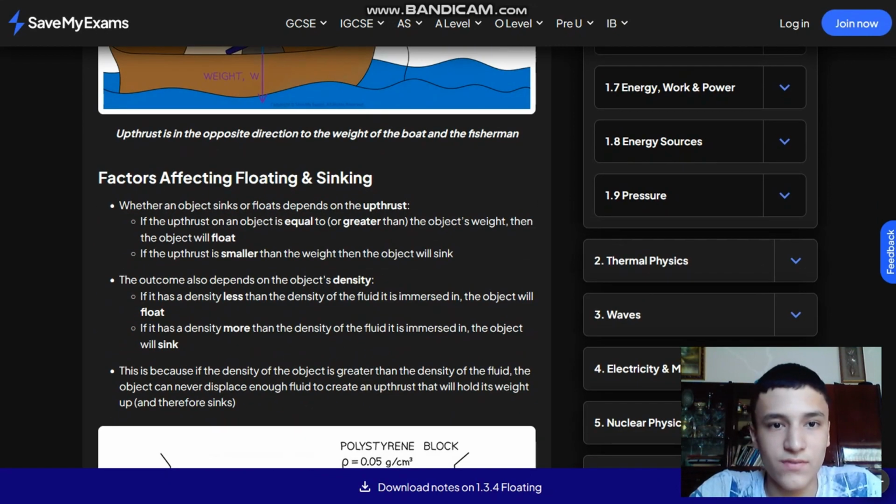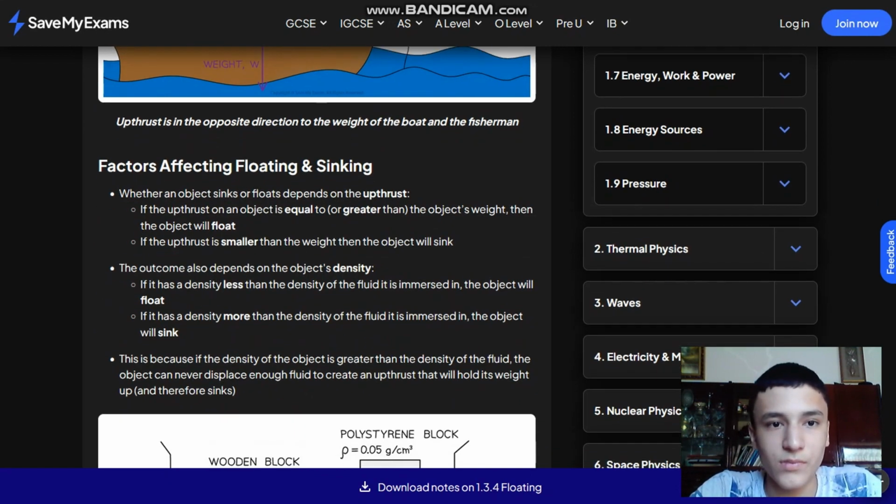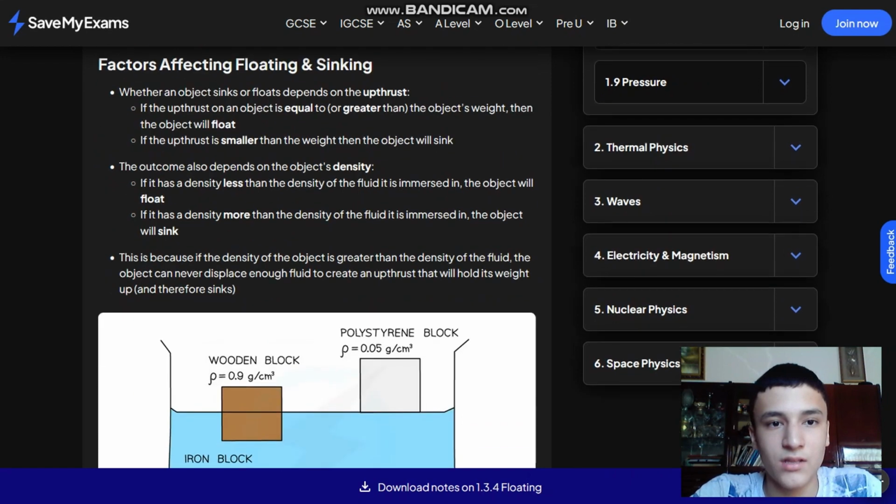So, factors affecting floating and sinking. Whether an object sinks or floats depends on upthrust. If the upthrust on the object is equal to or greater than the object's weight, then the object will float. If the upthrust is smaller than the weight, the object will sink. The outcome also depends on the object's density. If it has a density less than the density of the fluid, it will float, otherwise it will sink.